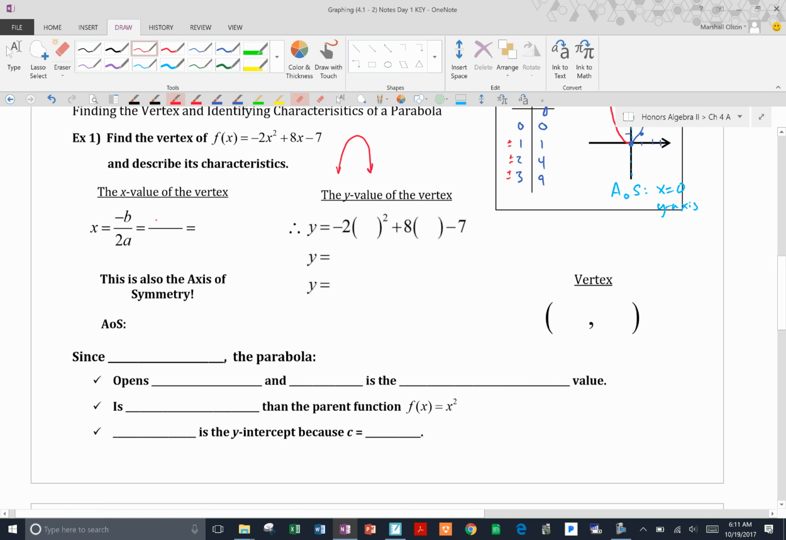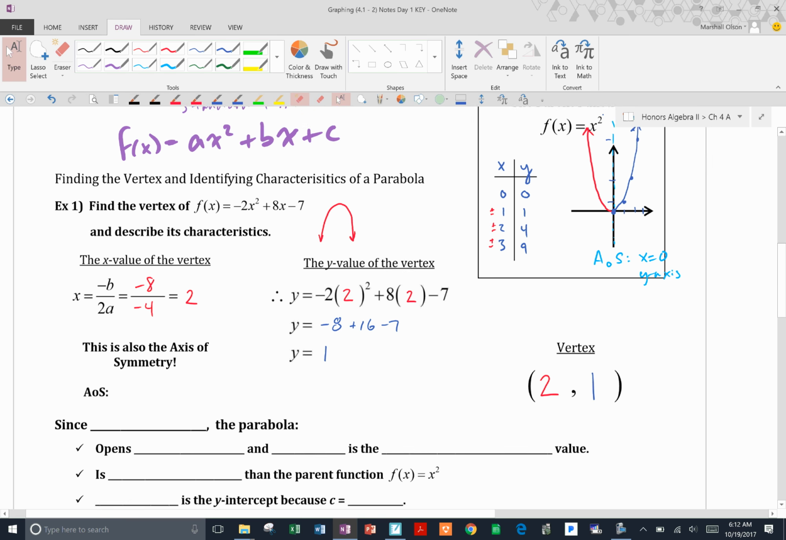So let's find that vertex first. Negative b over 2a is going to be negative 8 over negative 4, which is 2. So I took the opposite of b over that value doubled. We now take that value and put it into the function to find the y value of the vertex. The x value of the vertex is 2, so I'm going to come down here and find the y value. We have 2 squared times negative 2, so that's 4 times negative 2, which is negative 8, plus 16 minus 7. That's going to be 1. So the y value of the vertex is 1. Our vertex is 2, 1.